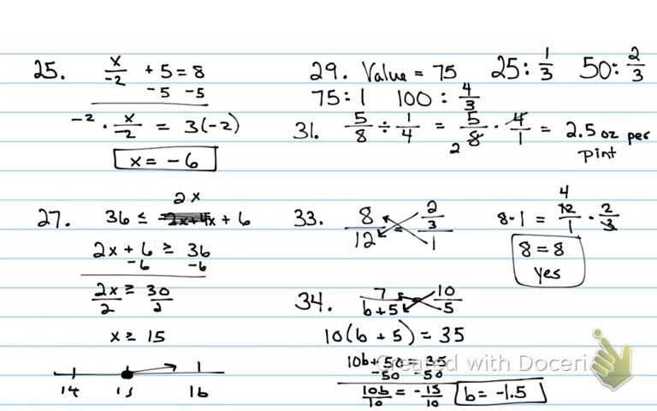Did you guys get negative 1.5? Okay. And half of 7 is 3.5. And negative 1.5 plus 5 is 3.5. Okay, so even though it's a decimal, I can go back and see that it does work out.